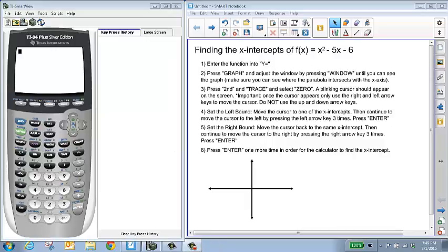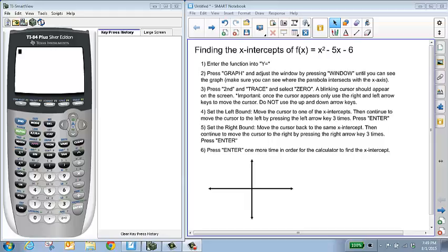In this example, we're going to be using the graphing calculator to help us find the x-intercepts of the graph of the function f of x equals x squared minus 5x minus 6. The steps are listed on the right-hand side. We're going to follow those as we use our graphing calculator to help us graph.